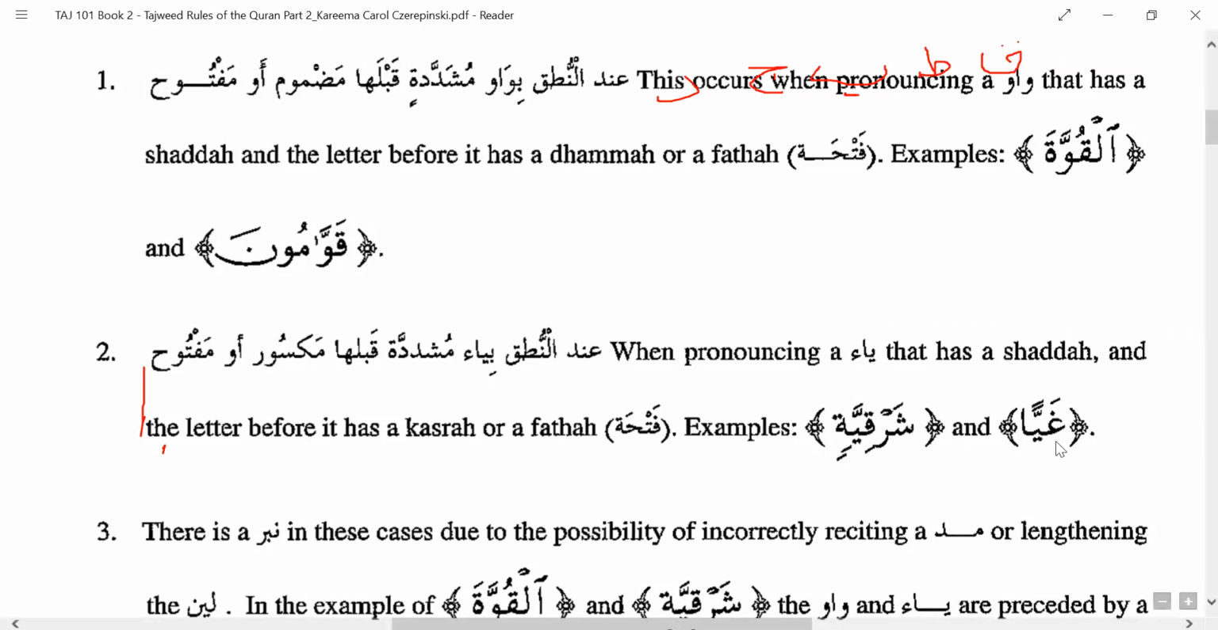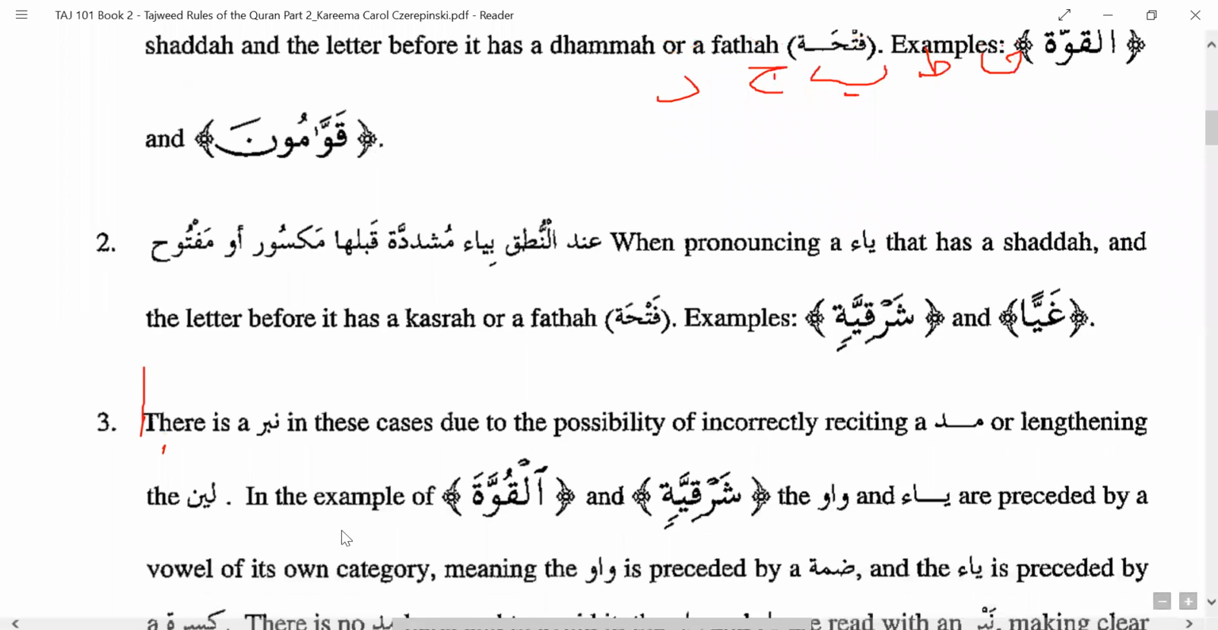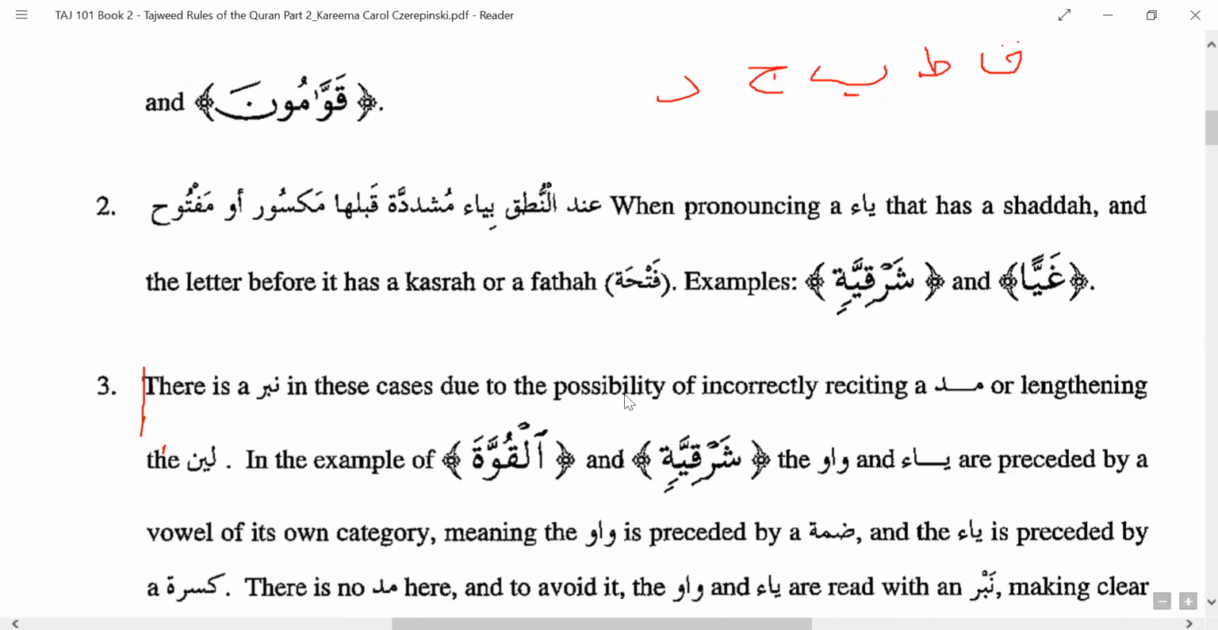Then over here, ghayya or ghayyan, ghay. You have to give nabr. Now there is a nabr in these cases. Why? Because of incorrectly reciting a mad or lengthening the lean. Here, the lean may get lengthened, and here you may give it as a mad. Like al-quwwah, sharqiyyah, where the waw and ya are preceded by the same haraka.